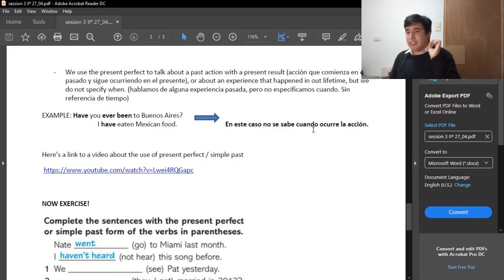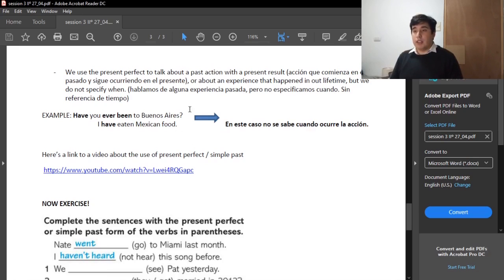The important thing here is that we do not specify when it happened. No decimos exactamente cuándo pasó, porque no es relevante o sencillamente no nos acordamos, ¿ya? Pero no sabemos when. Aquí no tenemos idea de cuándo pasó. Okay, let's look at the example. Have you ever been to Buenos Aires? I have eaten Mexican food. Okay.